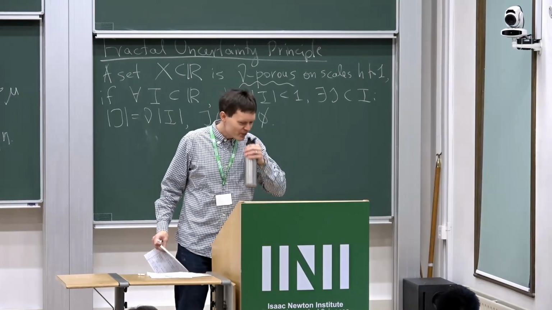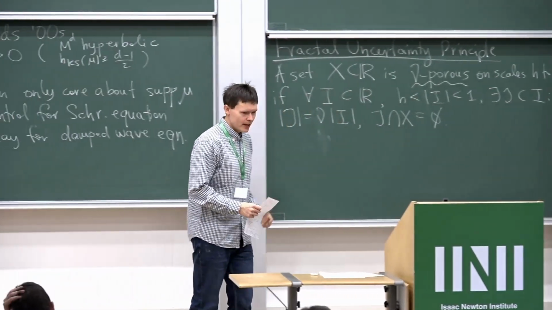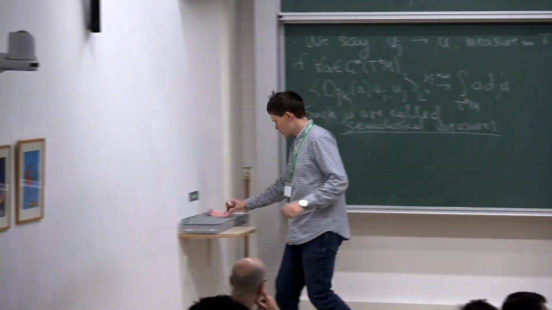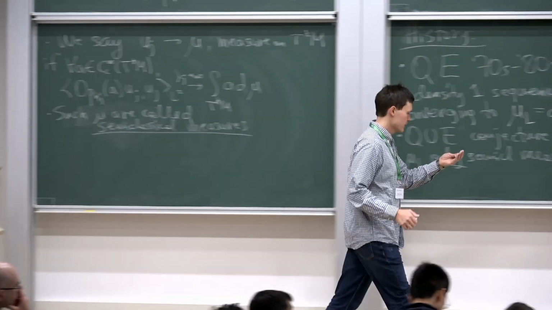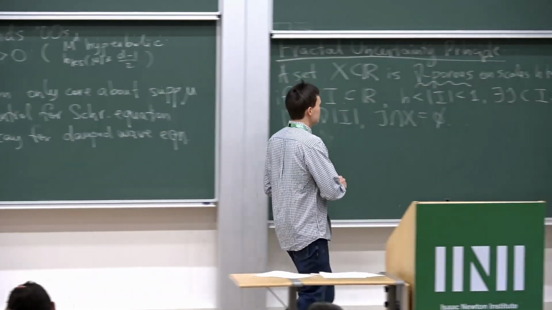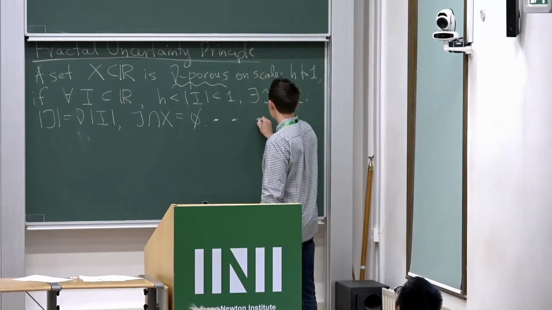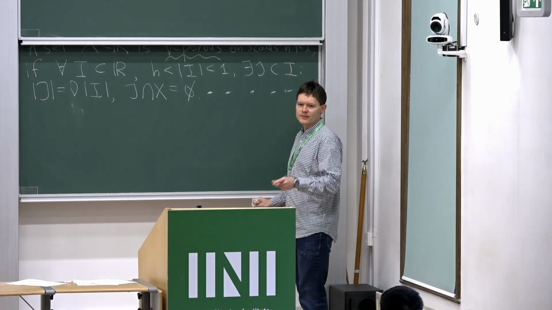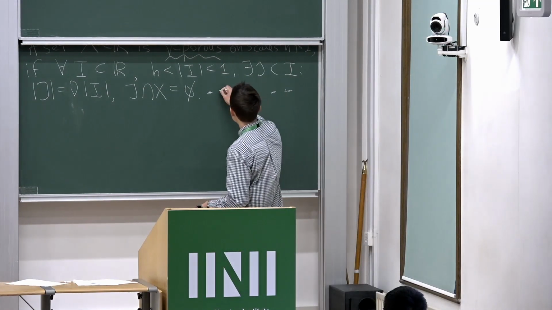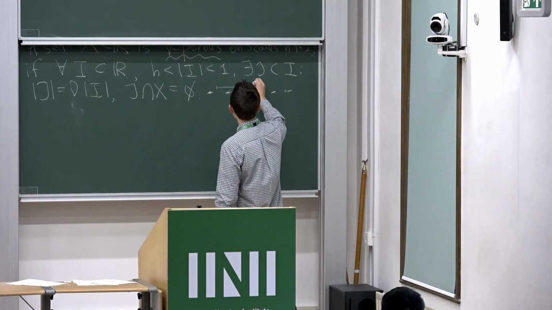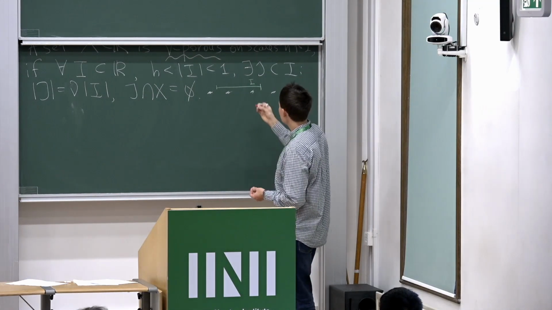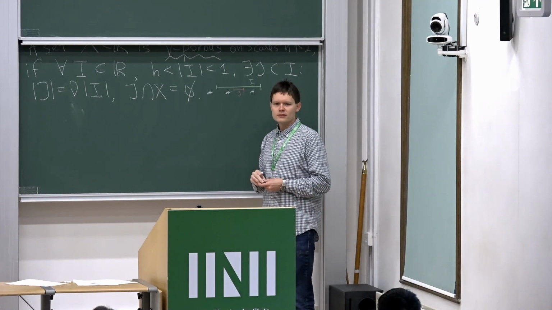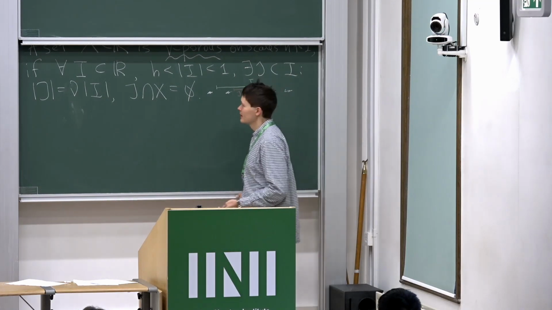Maybe I can draw a picture. Is there color chalk? There is color chalk. Red, green, okay. Let's see how green on green works. I have my fractal set, maybe it looks Cantor-like, and I take an arbitrary interval. It's hard to see because of the lectern, so I'll try to pull this up. I take some interval I, and the idea is that I can take a fixed fraction of this interval that does not intersect my set. That's a version of being nowhere dense.